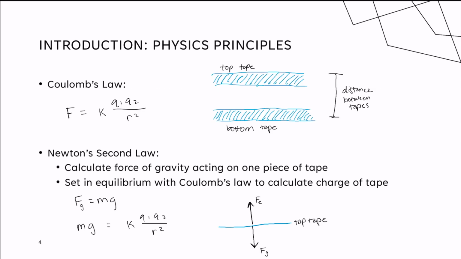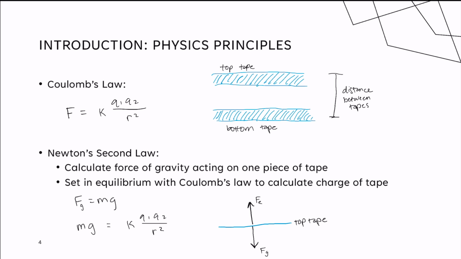So here are the physics principles demonstrated in the lab. First we have Coulomb's law, which describes the charges and interactions between different objects. So we had a bottom tape and a top tape, and the top tape floated over the bottom tape because of the repulsion between them.